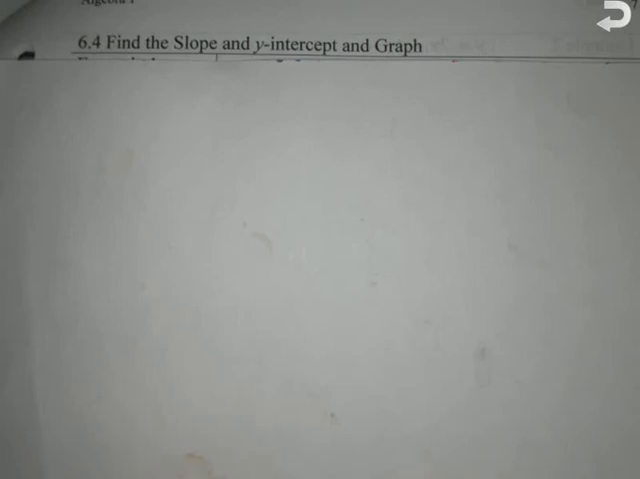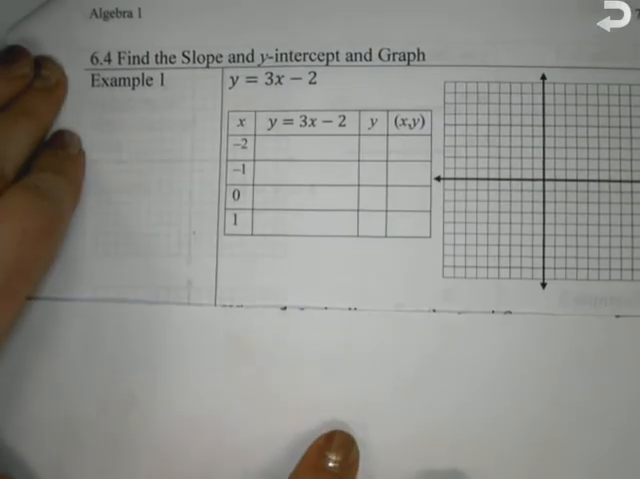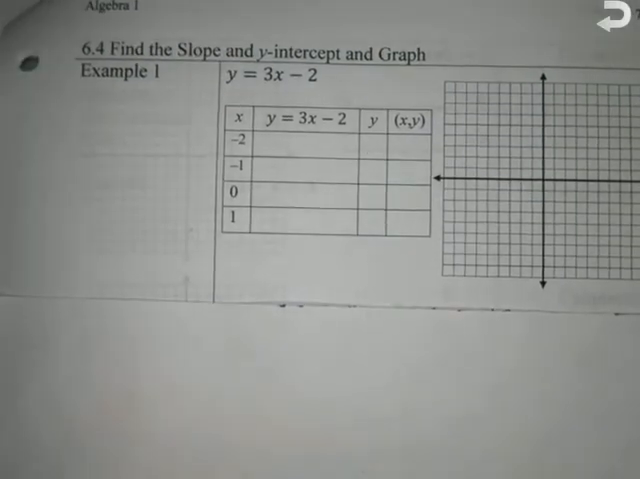On Monday, we graphed using x and y intercepts, right? We found the x-intercept and the y-intercept, and then we plotted those 2 points. Today we're going to learn my favorite way of graphing, and that is using slope-intercept form. Okay, so what I want to do first is go through an example, again, to remind us how to graph.